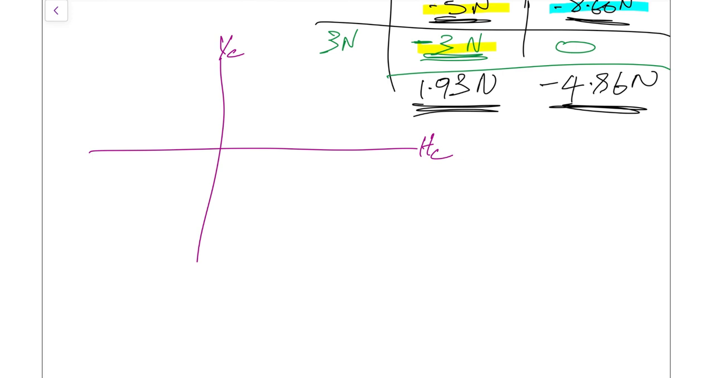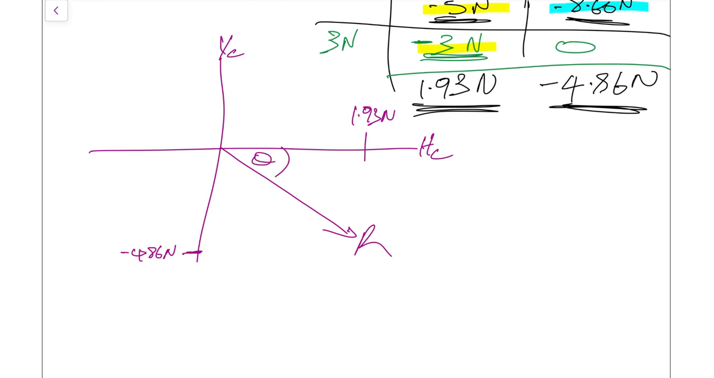And this 1.93 newtons goes on our horizontal axis right here. And that negative 4.86 comes down here, because it's negative, as negative 4.86 newtons. And what that means is our resultant will be in this quadrant right here. So this capital R will represent our resultant, and its direction is this angle that we need to find.